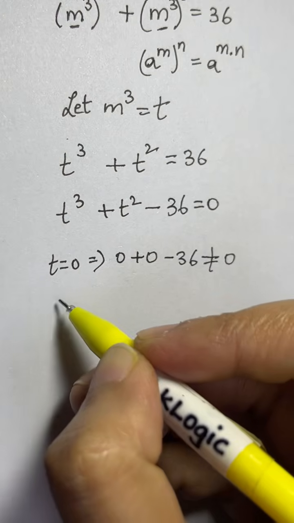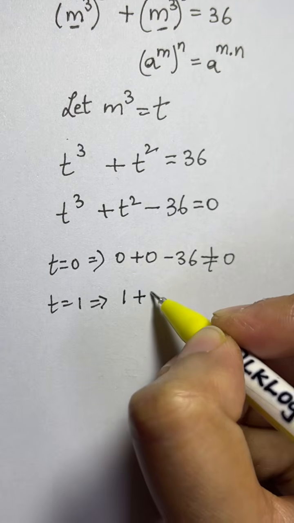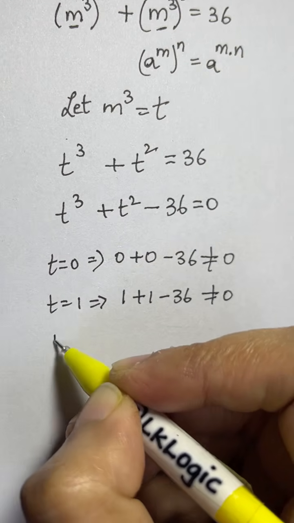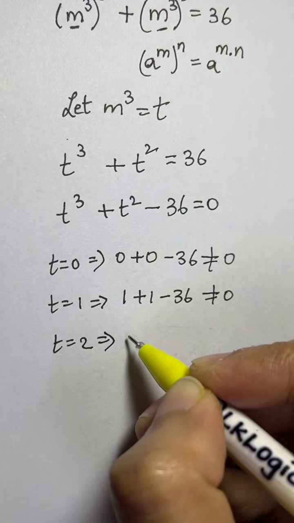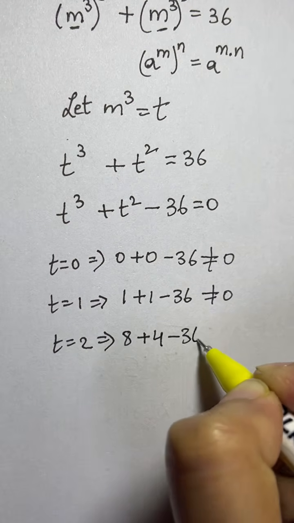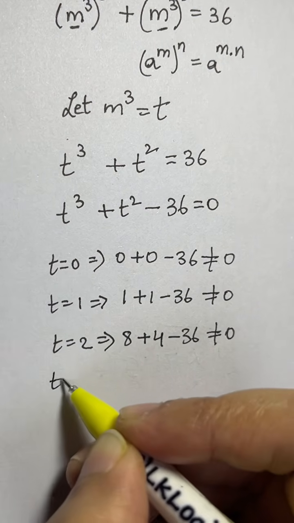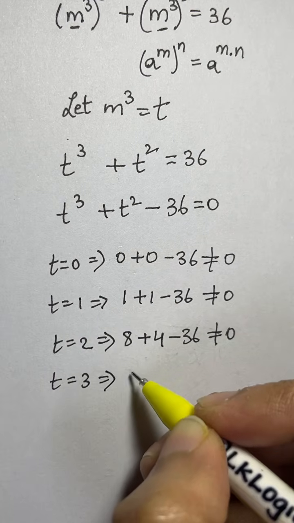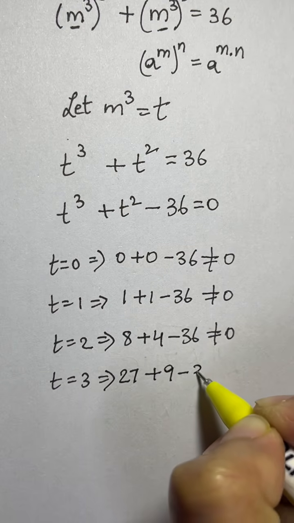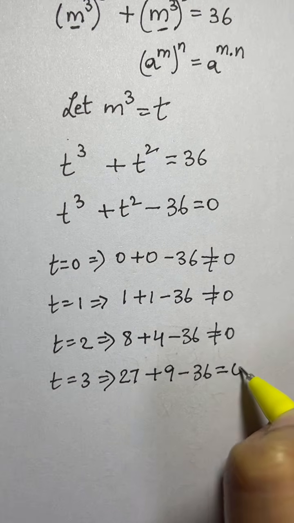No. Let's see if we substitute t is equal to 1. 1 plus 1 minus 36 is again not equal to 0. Let's say we take t is equal to 2. 2 cube is 8, plus 2 square is 4, minus 36. 8 plus 4 is 12, minus 36, not equal to 0. Let's say t is equal to 3. 3 cube is 27 plus 3 square is 9 minus 36. 27 plus 9 is 36. 36 minus 36, yes, is equal to 0.